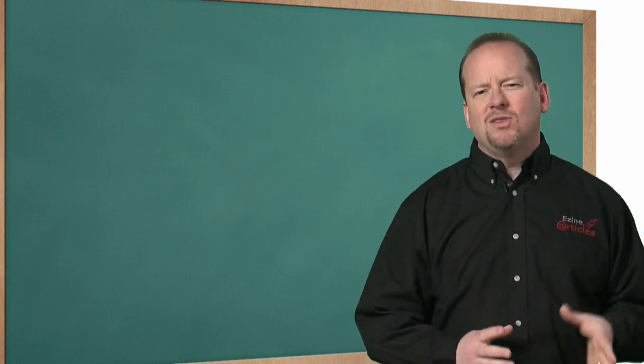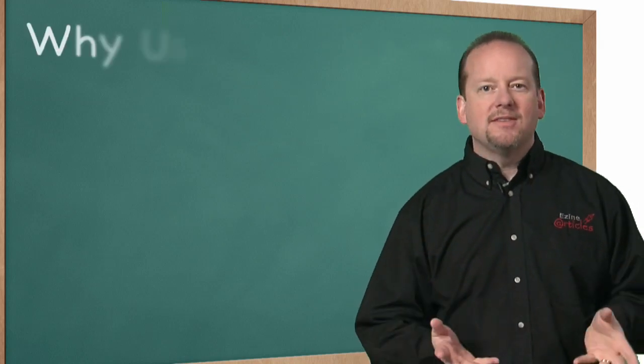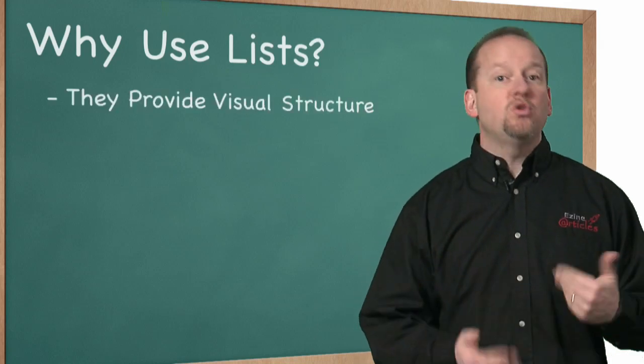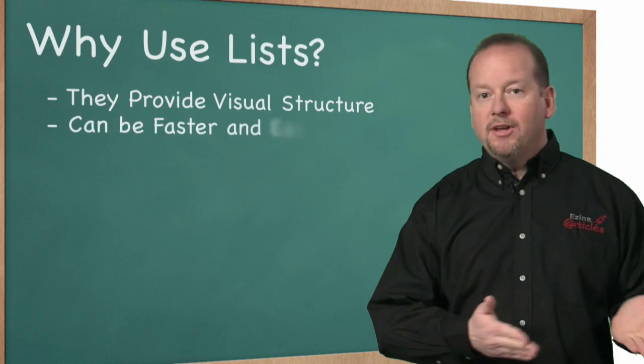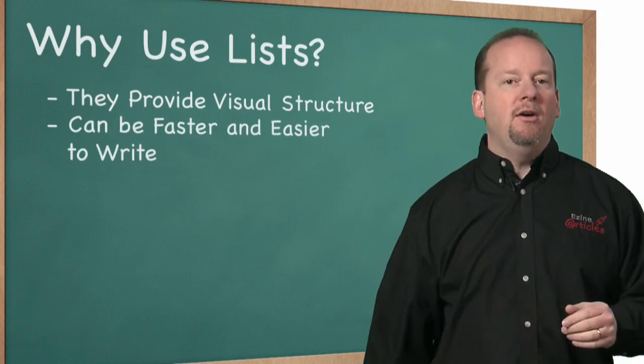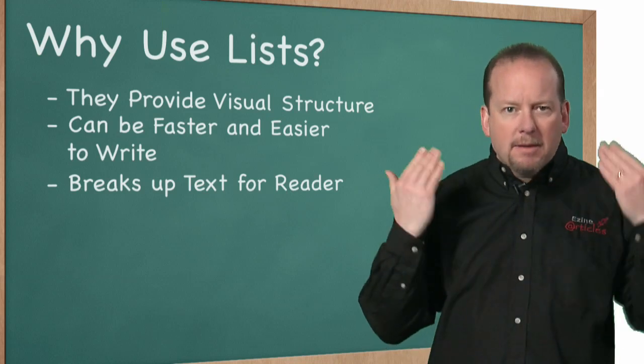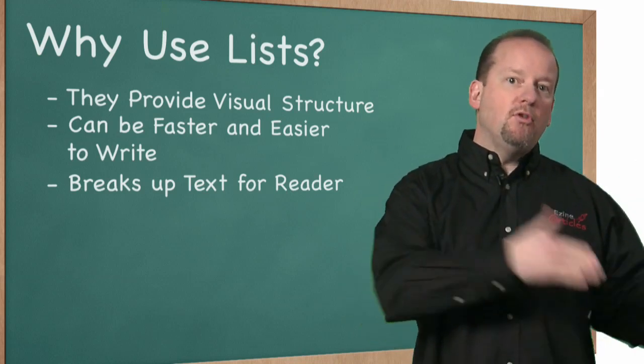Now you're probably asking yourself, why would I want to use lists in articles instead of a paragraph? Well, because lists provide visual structure to the article, and normally they're faster and easier to write than paragraphs. Also, it breaks up the text and gives the reader kind of a mental pause so they can process what they just read.